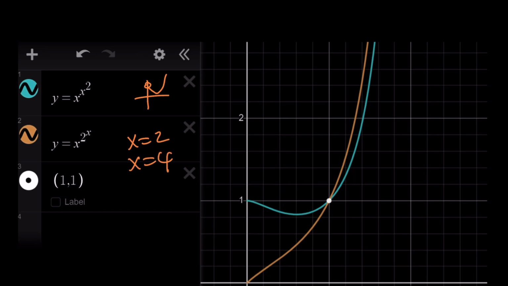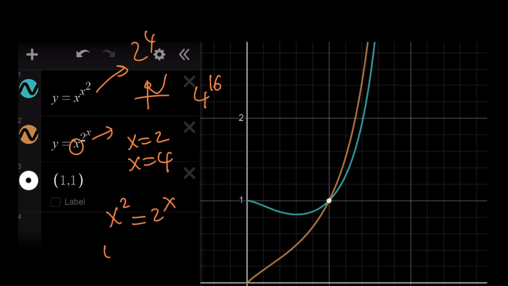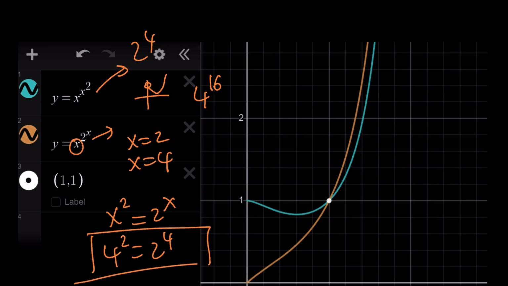Because when you replace x with 2, you're going to get 2 to the 4 from here. And here, you're also going to get 2 to the 4. When you replace x with 4, you're going to get 4 to the power 16. And here, you're also going to get 4 to the power 16. So something nice about this equation is that 2 works as well as 4, because 4 squared is 2 to the 4th power. And 2 and 4 are the only integers that give us this interesting relationship.